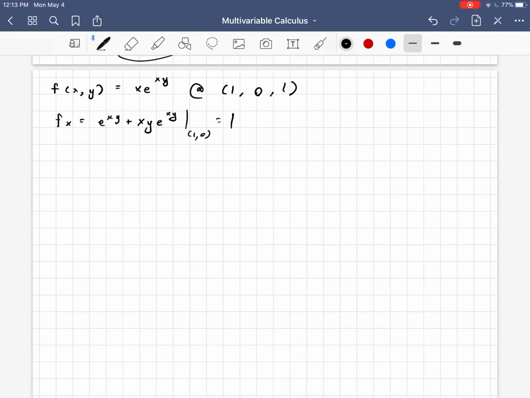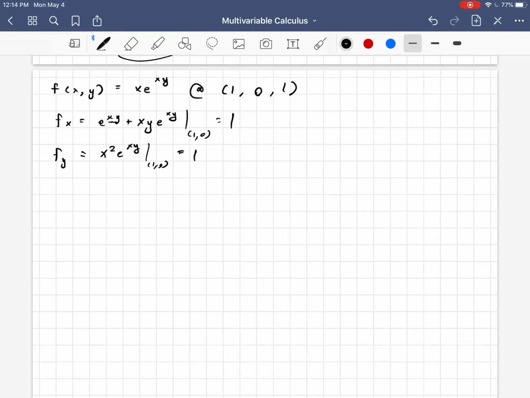Now we find the partial with respect to y. That's going to be x squared e to the x y, because with this x y, x is a constant, like 7y for example, where 7 becomes a coefficient by the chain rule, and so it's x in general. Now we evaluate this at the point 1 comma 0, and we again get 1.